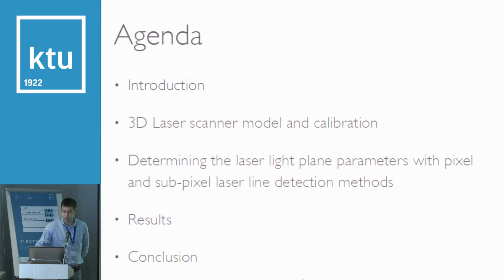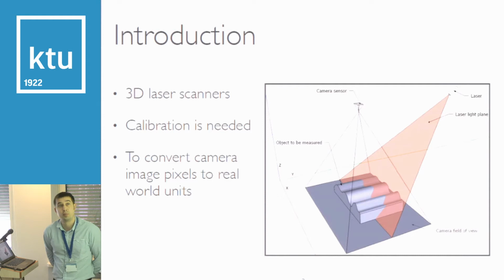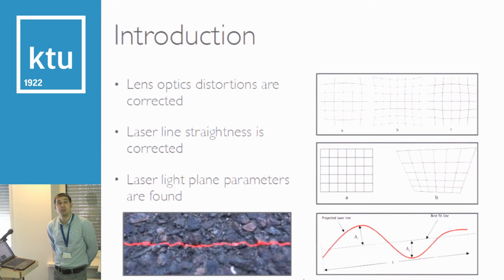In 3D laser scanners, calibration is needed in order to convert the pixels in the camera to real world units. And this is done using a simple triangular transform. But also during the calibration process, different kinds of distortions are corrected. Distortions caused by the lens optics, but also distortions because the laser lines are actually rarely straight. This is also caused by the optics used in front of the laser beam.